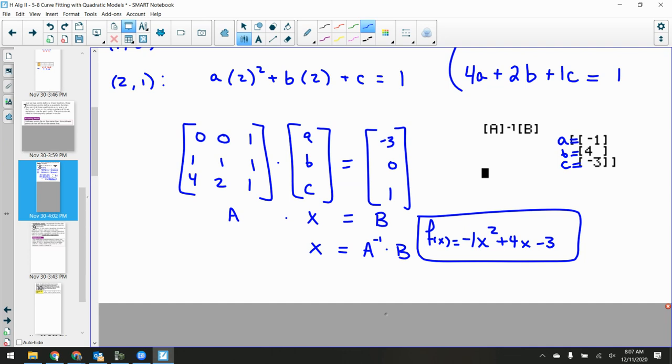Can we do that again? Is there another example of that? On the back, yeah, B on the back. Let's do that process again.